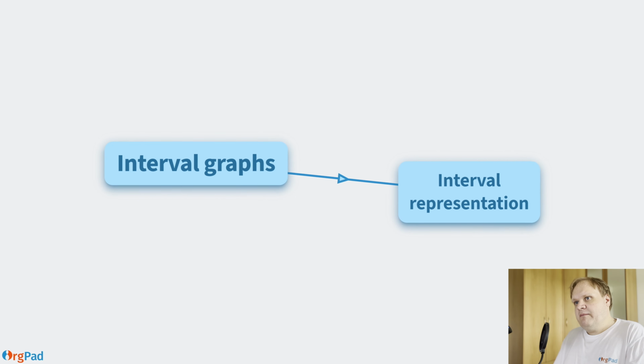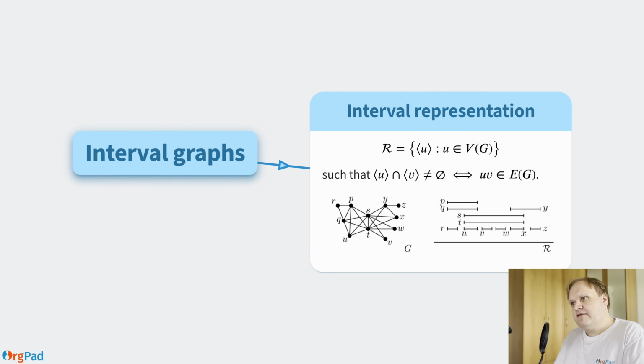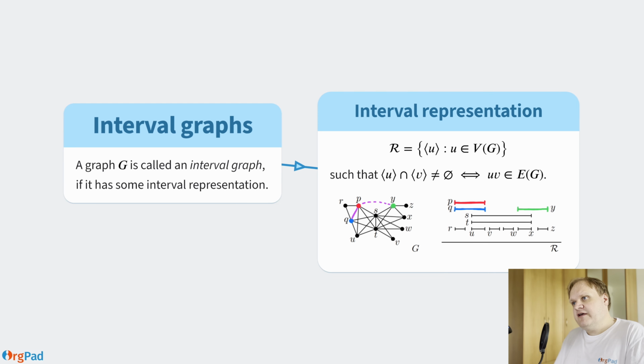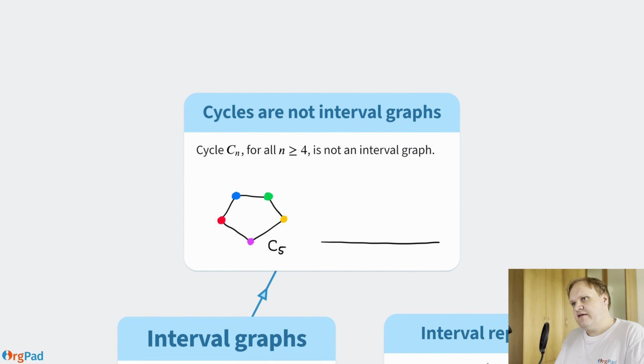So we are going to talk about interval graphs. The idea here is that we will represent vertices by intervals and edges will be described by their intersections. If I have two vertices which are adjacent, for example P and Q here, their intervals are intersecting. On the other hand, non-adjacent vertices are represented by disjoint intervals. And we say that a graph is an interval graph if it has some interval representation. Of course, not every graph can be represented in this way.